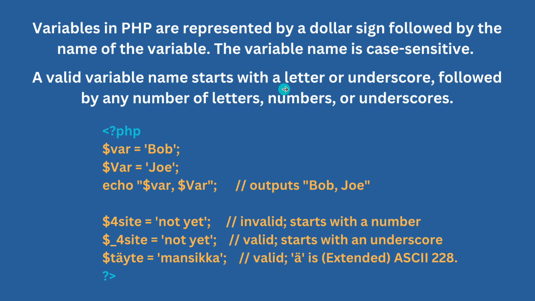A valid variable name starts with a letter or underscore, followed by any number of letters, numbers or underscores. So is this a valid variable? No. And this one? Yes, valid. And this is in some different language, so it's also valid.